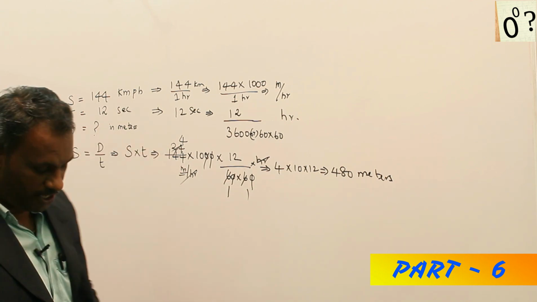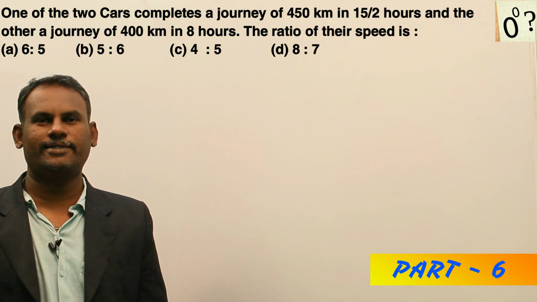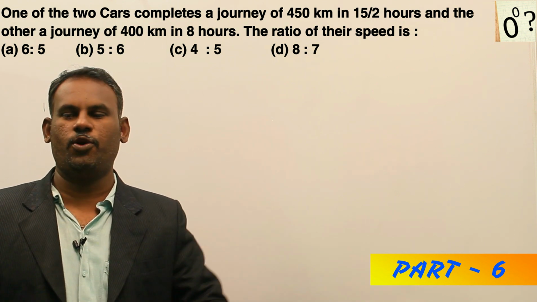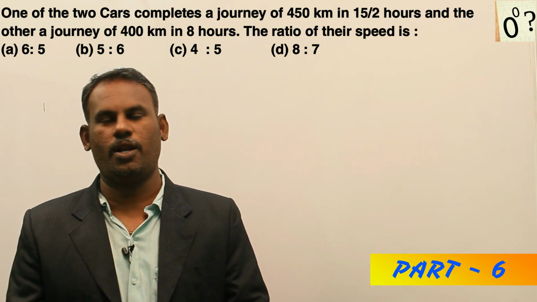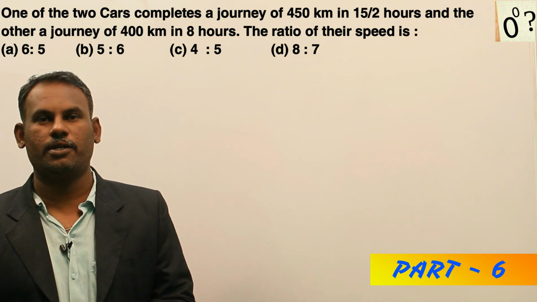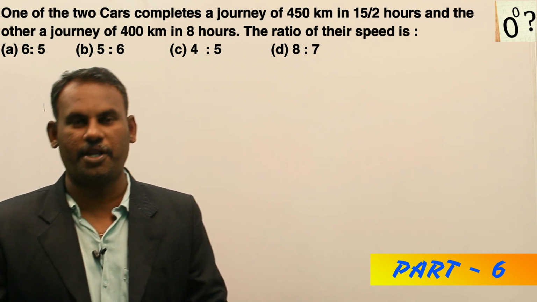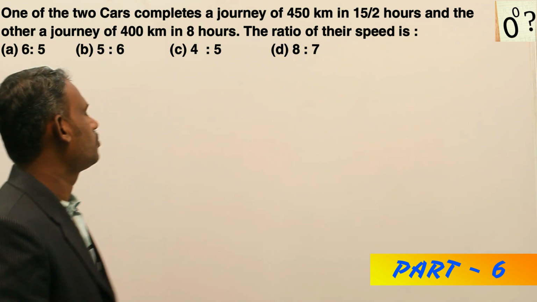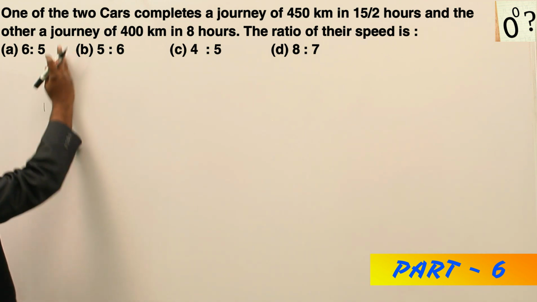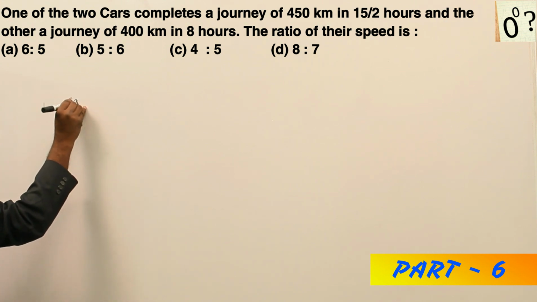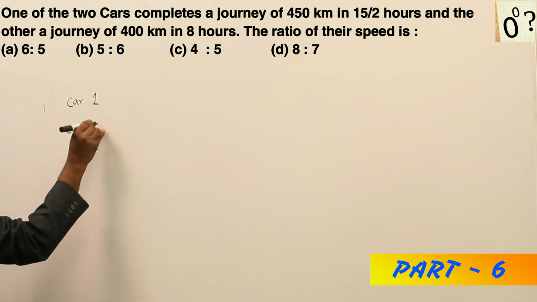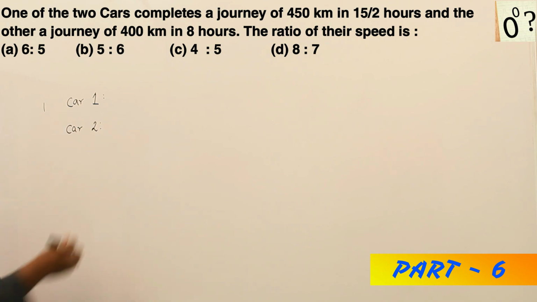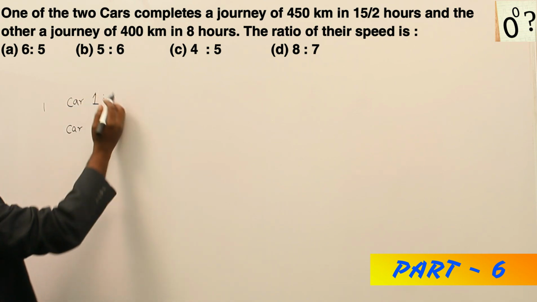So next question, we'll see the next question. One of two cars completes a journey of 450 kilometer in 15 by 12 hours, and the other a journey of 400 kilometer in 8 hours. The ratio of their speeds? Okay, so two cars, the given data are car 1 and car 2. In car 1 they have given the speed and kilometer distance.